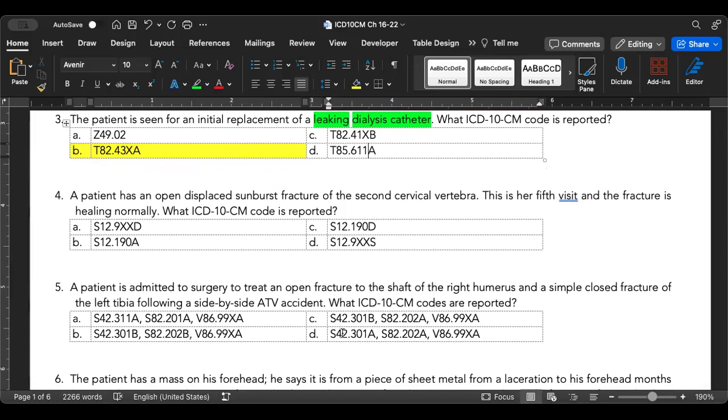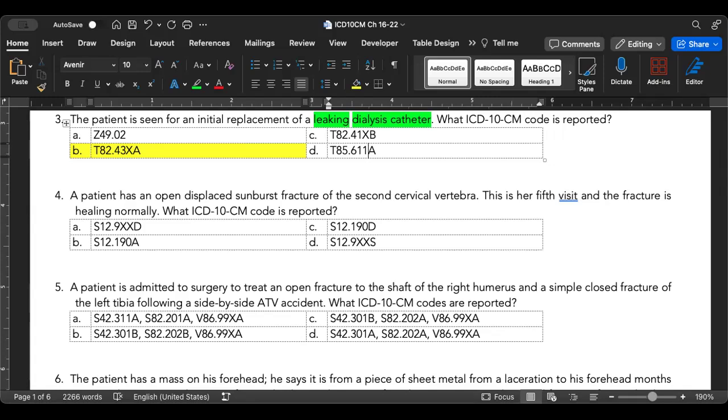Okay. Number 4, we have a patient who has an open, or I'm sorry, displaced sunburst fracture of the second cervical vertebrae. It is going to be her 5th visit, and the fracture is healing normally. So our main term is going to be fracture because that is the condition. Underneath fracture, we're going to go to neck because that's where our cervical vertebrae are.